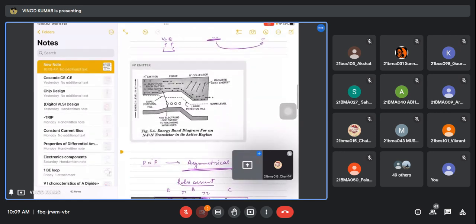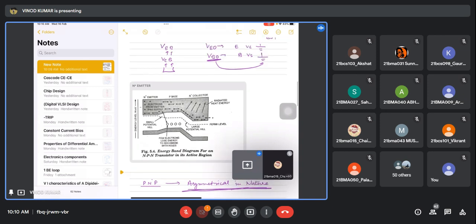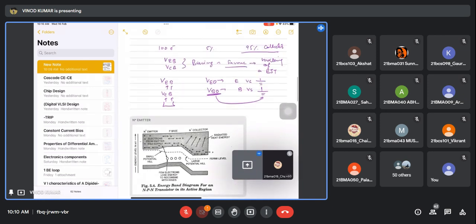Okay, and this is the energy band diagram for an NPN transistor in its active region. Active region we know: emitter-base junction forward biased and base-collector junction reverse biased. This nomenclature you should know. This means at higher potential, this means at lower potential. That's why it is equal to VE minus VB.